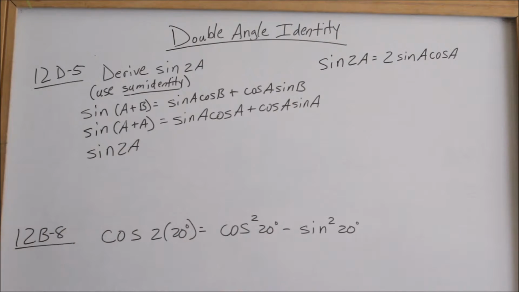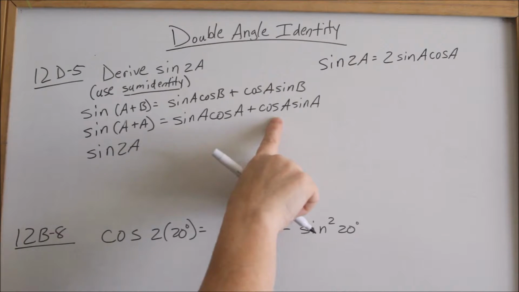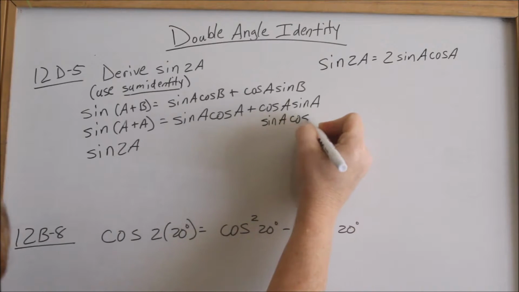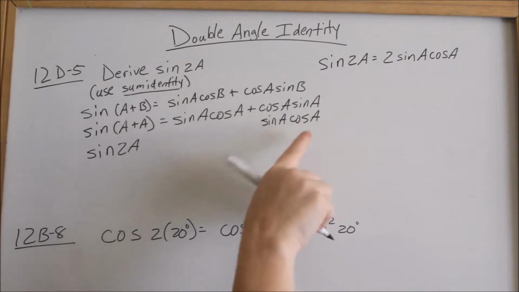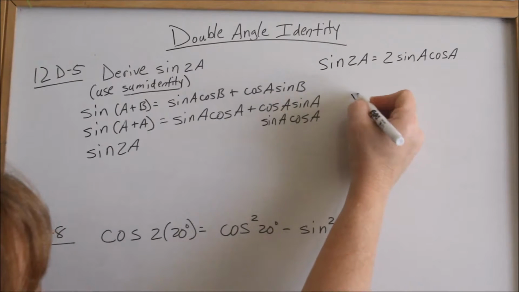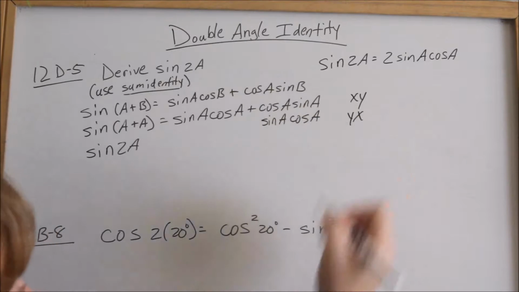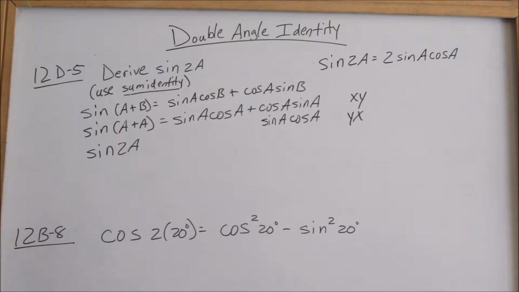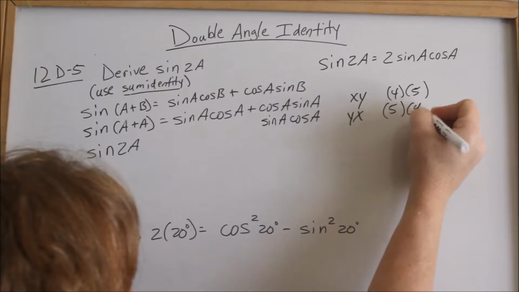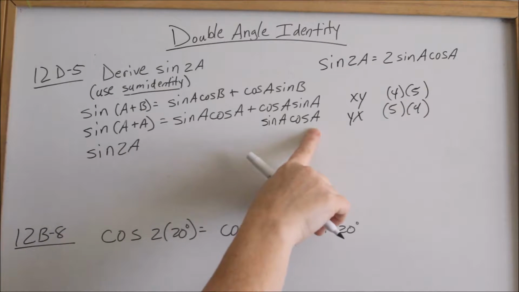Cosine A, sine A. Are those the same kind? Because here, can I rewrite this one to say sine A times cosine A? Is cosine A times sine A the same thing as sine A times cosine A? Yes. Is xy the same thing as yx? Yes, because multiplication is commutative. You can switch them around the operation sign and they're still the same. 4 times 5 is the same thing as 5 times 4. So we can switch them around.